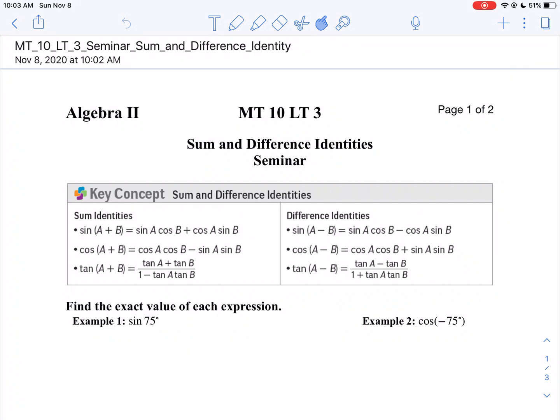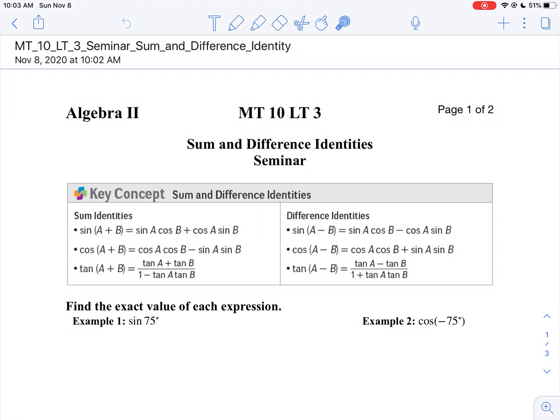Hello, in this lesson, we're going to be looking at sum and difference identities. Sum and difference identities come from our trig identities. If you have the sine of the sum of two angles, it's sine, cosine, cosine, sine: sine of the first angle times cosine of the second angle plus cosine of the first angle times sine of the second angle. If you're adding, we put a plus between them. If you're subtracting, we put a minus between them.